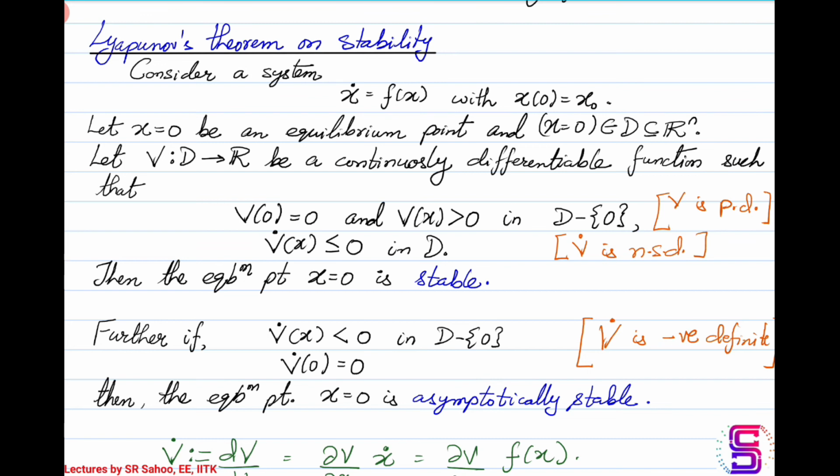And this function is such that V dot of x, the derivative of V evaluated along the system's trajectory, is less than or equal to 0. So basically V is a non-increasing function in the domain D. If this is the case, then V is known as the Lyapunov function, and the equilibrium point, the origin under consideration, is said to be stable. Please note that when you say V dot of x is less than or equal to 0 in the domain D, it essentially means that V dot is negative semi-definite.